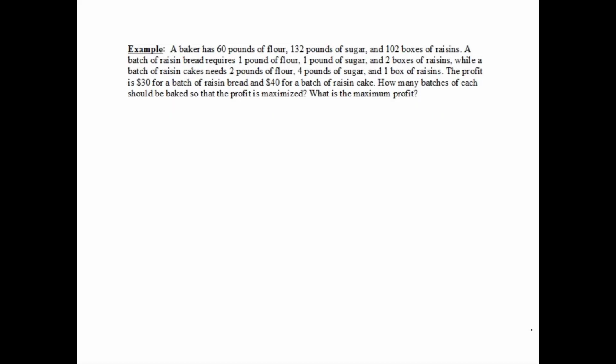Let's consider this problem. A baker has 60 pounds of flour, 132 pounds of sugar, and 102 boxes of raisins. We have the requirements given for flour, sugar, and raisins for a batch of raisin bread and for a batch of raisin cakes. We also know that the profit is $30 for a batch of the bread and $40 for a batch of the raisin cake.